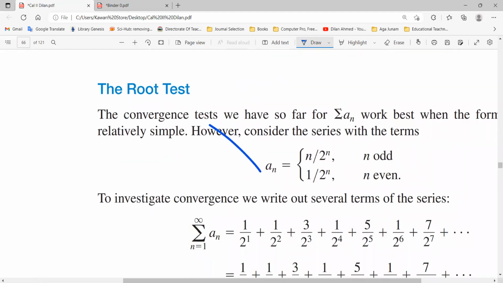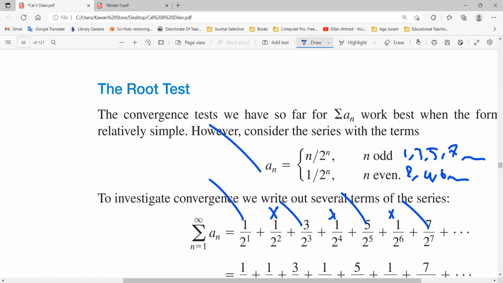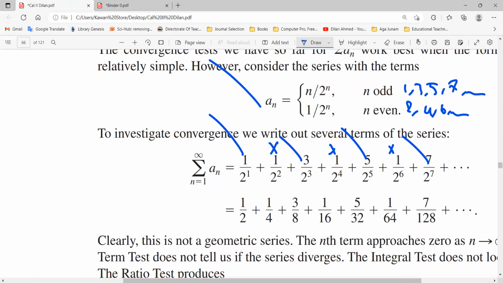we have n over 2 when n is odd, meaning 1, 3, 5. You know about odd. Odd means 1, 3, 5, 7, and go on. Even is 2, 4, 6, and go on. So when n is 1, I'll get 1 over 2 to the power n, right? When it's n equals 2, I'll get 1 over 2 to the power 2. n equals 3 again. So this term is for the odd, and that term is for the even, and so on.